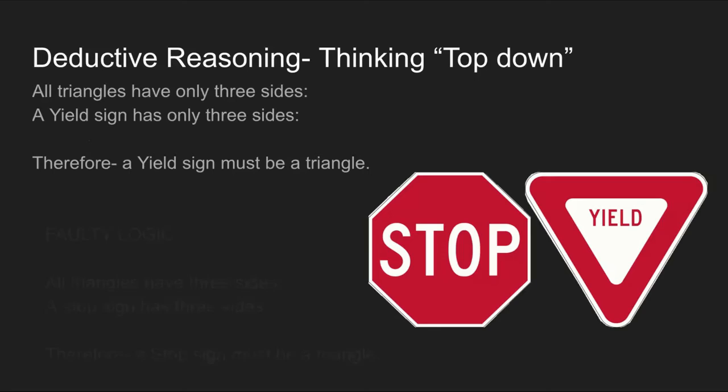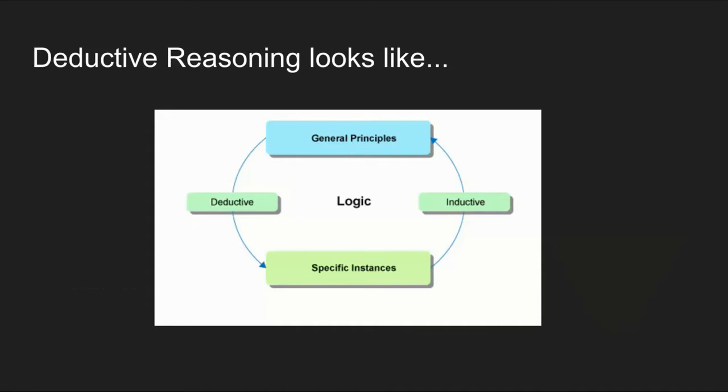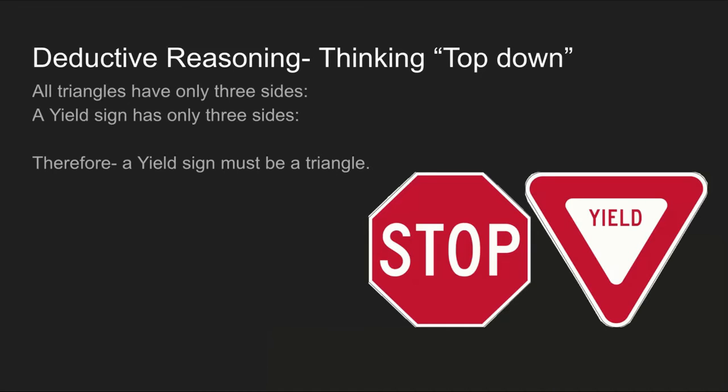Basically, deductive reasoning looks like this. You take general principles and then you return to specific instances. So you take some larger ideas, make some rules, and then deduce what the specific instances or examples are. So here is an example. These are rules. All triangles only have 3 sides. A yield sign has only 3 sides. Therefore, a yield sign must be a triangle. This is deductive reasoning, and it follows. We made some rules. All triangles only have 3 sides, and a yield sign only has 3 sides. Therefore, a yield sign must be a triangle.